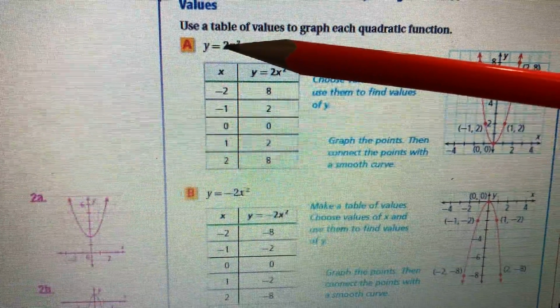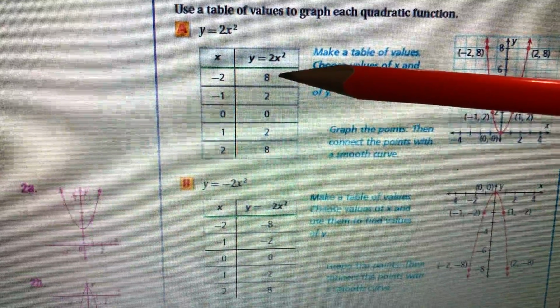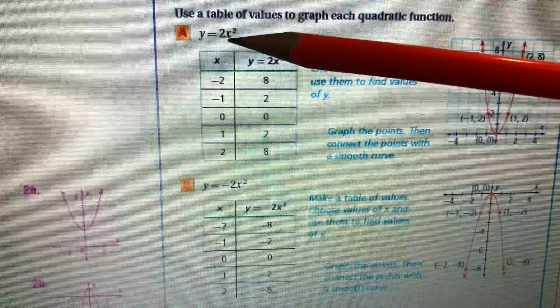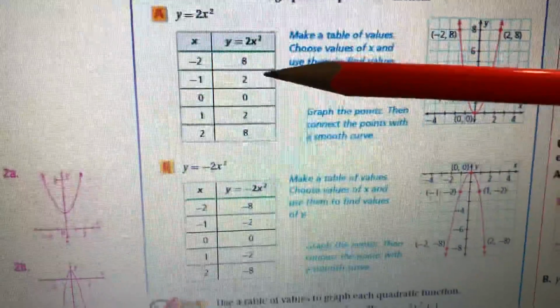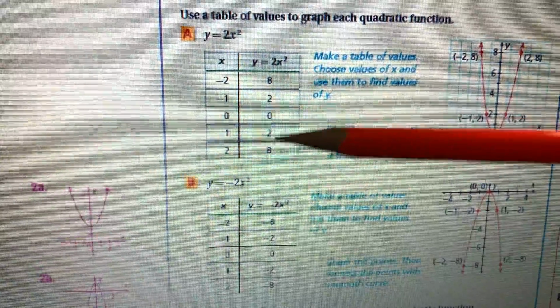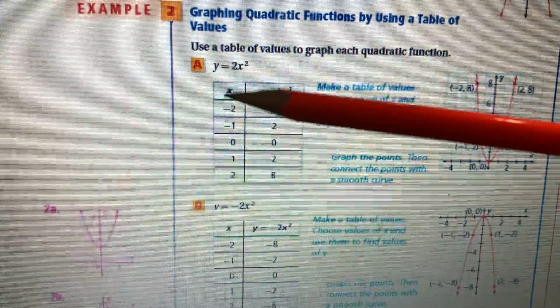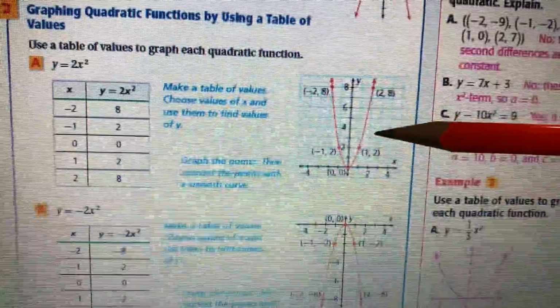And then you multiply that times 2, and that will give you 8. Over here, -1 to the second power would be equal to 1, times 2 will give you 2, and so on. Once they have these, they are just graphing it.